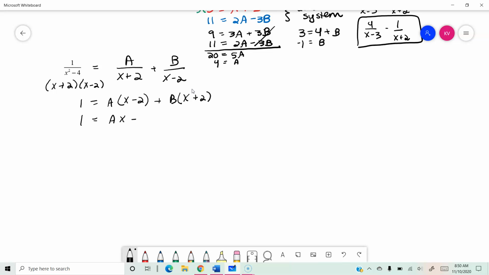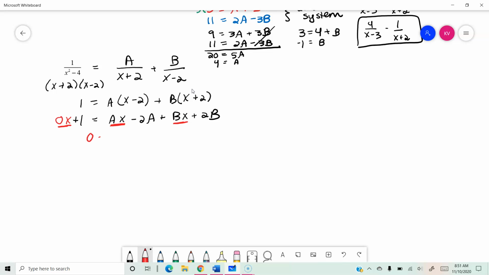And then you have AX minus 2A plus BX plus 2B. And then we're going to set up our system of equations using our like terms again. So I picked this problem out specifically because a couple of weird things happen. You notice on the right side here you have an AX and a BX, but you don't have an X term on the left. So it's kind of like polynomial long division. You want to think about putting in that term, but just give it a coefficient of 0.